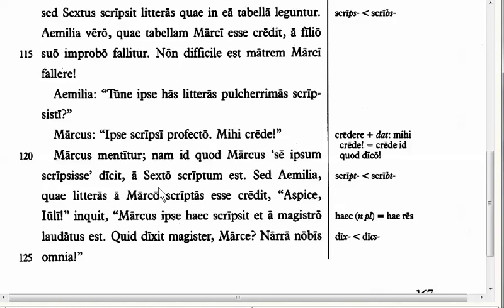Okay, we've got one more feature to point out, and that is in line 124, where we have "quid dixit magister, Marce?" What did the teacher say, Marcus? This dixit comes from dicere. It's another third conjugation verb, and so it has a highly irregular form, but notice that this X really is just the combination of the C and an S sound, so the dic changes to an X before the perfect endings.